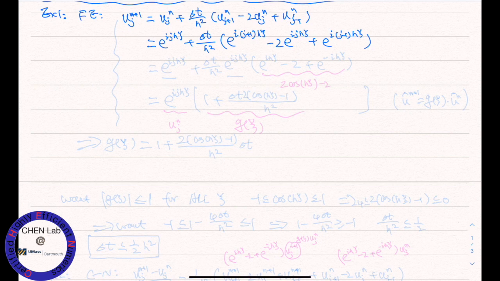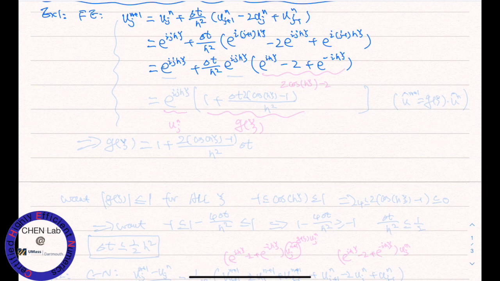So if you simplify this, you'll see that we have e to the I j h c plus delta t over h squared. We can factor out one single e to the I j h c. What we have is e to the I h c, because j plus 1 h c is e to the j h c times e to the h c. E to the a plus b is e to the a times e to the b. So here is minus 2 plus e to the minus I h c.